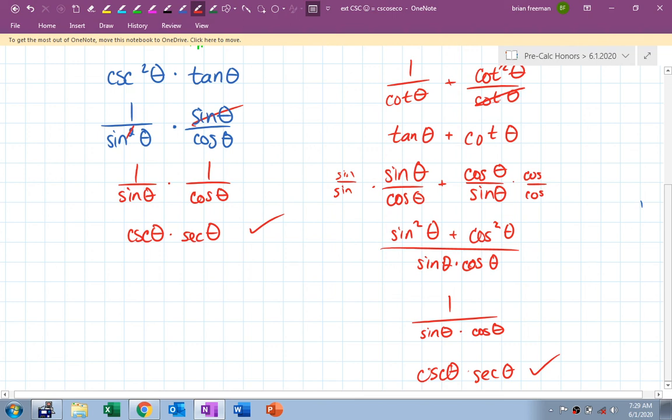So proving identities, you know your starting point, you know your ending point. You just have to do the work in between. And like I said, not one way to do it. So we kind of covered a decent amount this week, I feel.